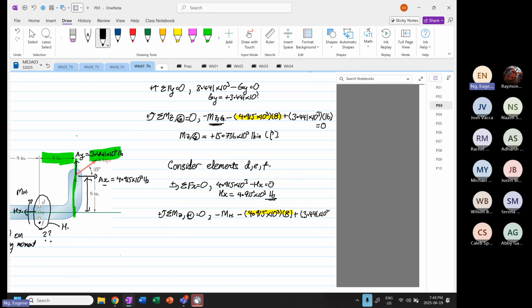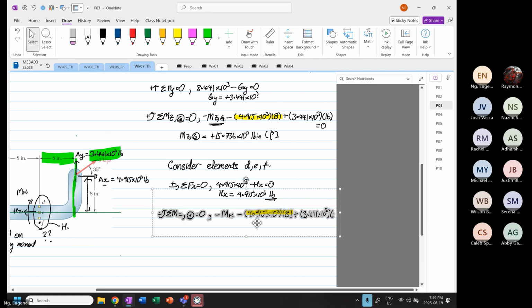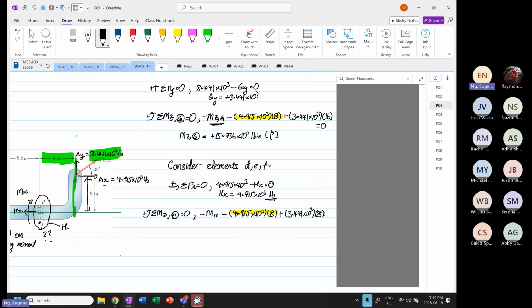3.441 times 10 to the power 3, and then multiply by 8. Then you multiply by 8. Okay, so the whole thing will be equal to 0. So finally, you have your mz or mh now will be equal to what? So minus 4.915 power 3 times 8 plus by 3.441 power 3 times 8 is equal to minus.